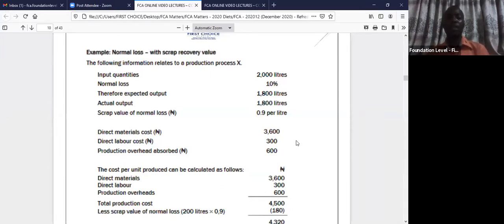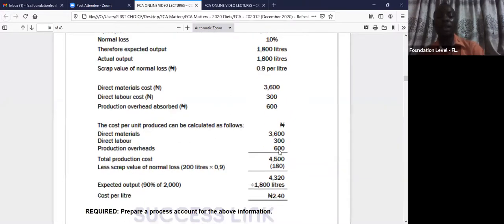Everything is the same. 200 normal losses, 1,800 is expected output, direct material 3,600, conversion is 900, and your direct material 3,600 and 900 gives you 4,500. This is your total process cost. But we are told that the 200 units that were lost, you can recover them at 90 kobo each. 90 kobo multiplied by 200 units of losses will give you 180 naira. So 180 naira can be recovered.